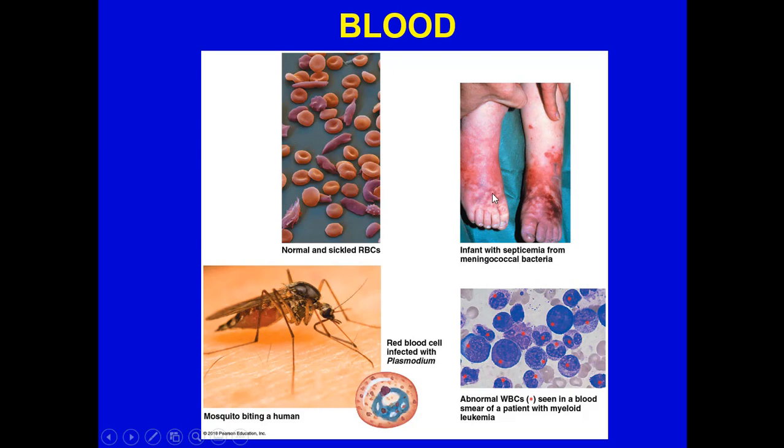You can see how it's spreading. And then you have abnormal white blood cells seen in a blood smear of a patient with myeloid leukemia. Now, by the way, you notice the numbers here? This is not anything unusual. What is happening is you're making basically defective white blood cells at an astoundingly greater rate.